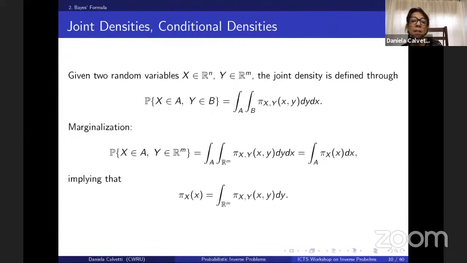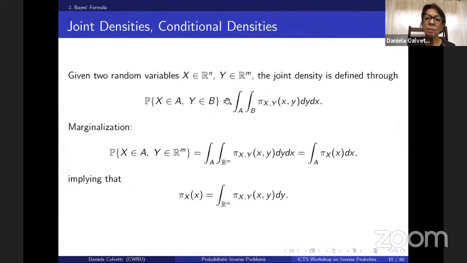And this is going to be the double integral over A and B of the joint function here, pi of x, y, which is the joint probability density of X and Y, integrated in dx dy. And there is this process here called marginalization that is very important, because often we're only interested in one of these two random variables.